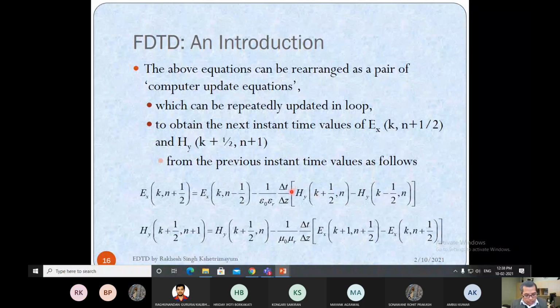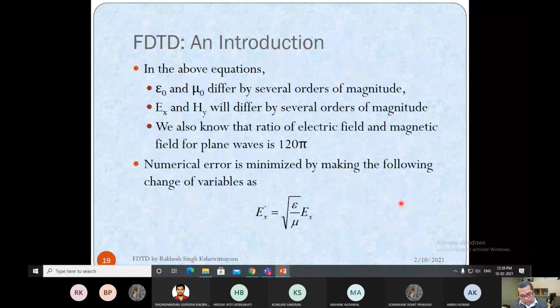So you write the code and everything is fine, but because of this numerical error you won't be able to get a proper observation of the wave. You get a completely wrong result. So we need to make some change in the variable so that this and this are of the same order of amplitude. That's why we are making a substitution here. We introduce a new variable Ex dash, which is square root of epsilon by mu times Ex. In that case, Ex dash will have the same order of magnitude as the magnetic field.